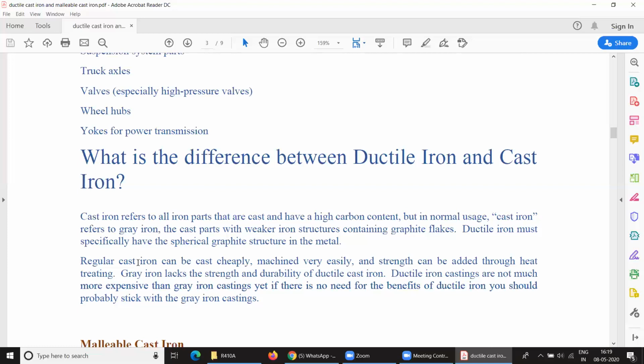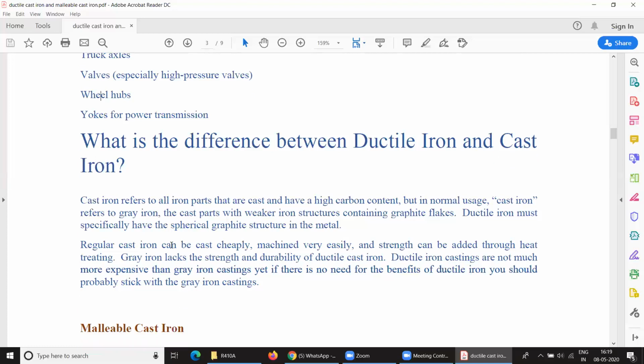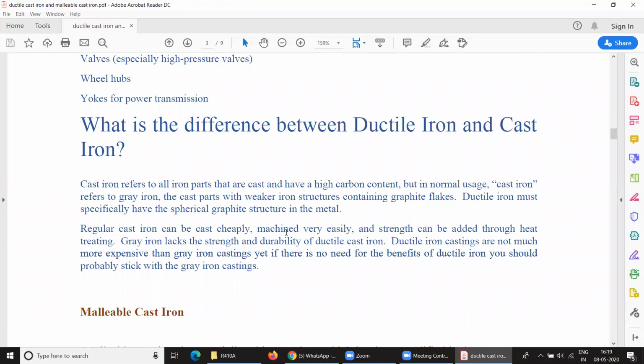The ductile iron castings are not much more expensive than the grey cast iron castings. Yet, if there is no need for the benefits of ductile iron, you should probably stick with grey iron castings. So this is as a whole the ductile cast iron part, and we also have a malleable cast iron section in the later half, but I will come to that later on.